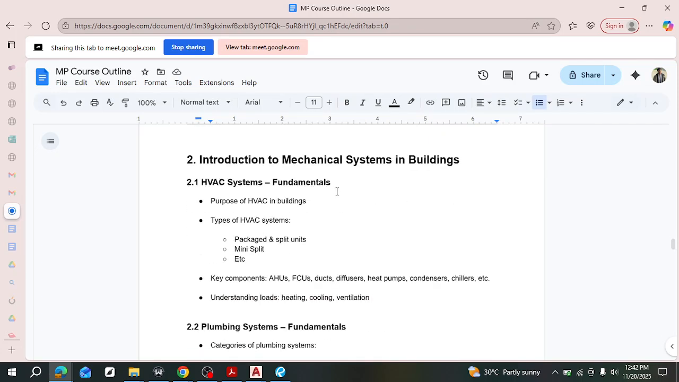So let's talk more about the purpose of HVAC in a building. When you hear HVAC in a building, what does it mean to you? HVAC, as the name implies, heating, ventilation, and air conditioning. Just to create that atmosphere.